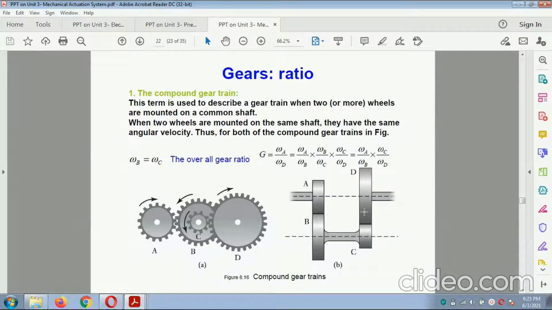There are different types of gears, or more than one gear can be applied in the system. When two wheels are mounted on the same shaft, they have the same angular velocity. So this is the gear ratio, WB is equal to WC. The overall gear ratio can be found with respect to this diagram. A and B are matched with each other, B with respect to C, and with respect to the rotation of C, D can be derived. It is called a compound gear train.